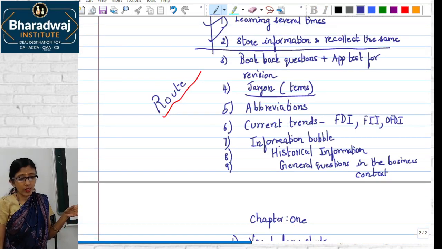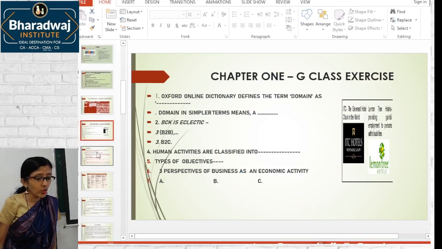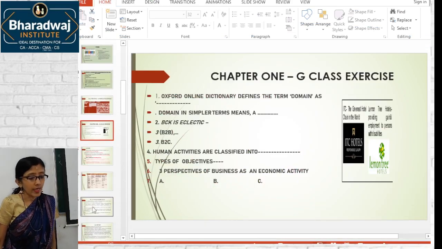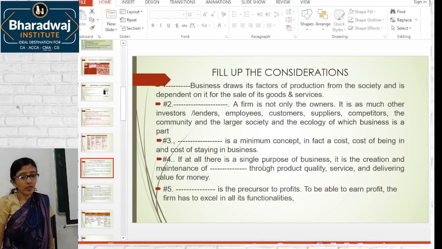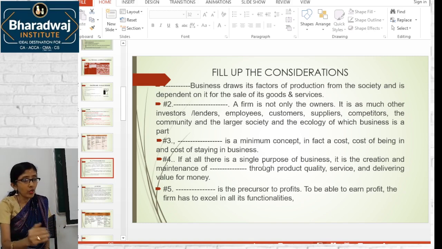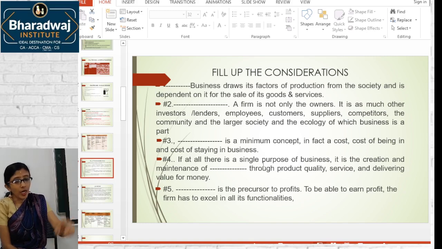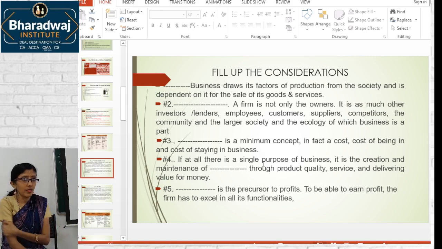There is one segment which I want you all to do. Try whether you are able to give the answers. Each one of these has a term appropriate to the sentence given, so you have to fit the term in there. Can you do that exercise? Fill up the considerations. Business draws its factors of production from the society and it's dependent on it for sale of goods and services.